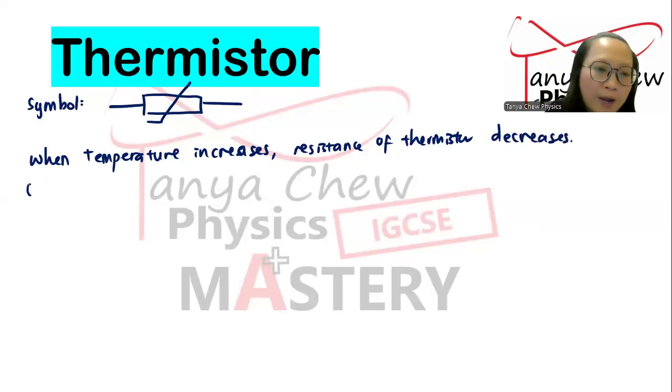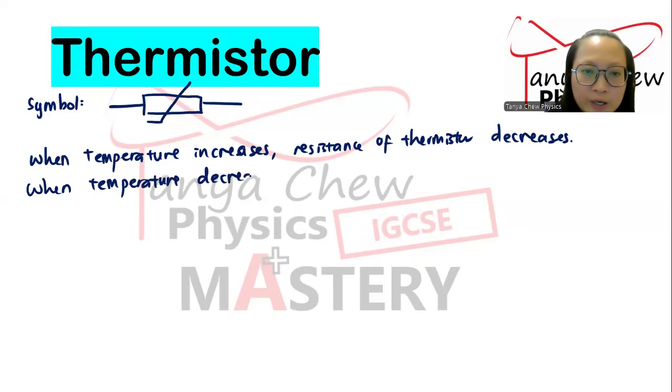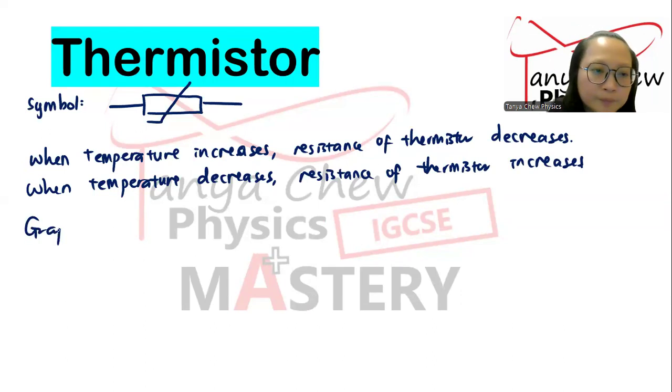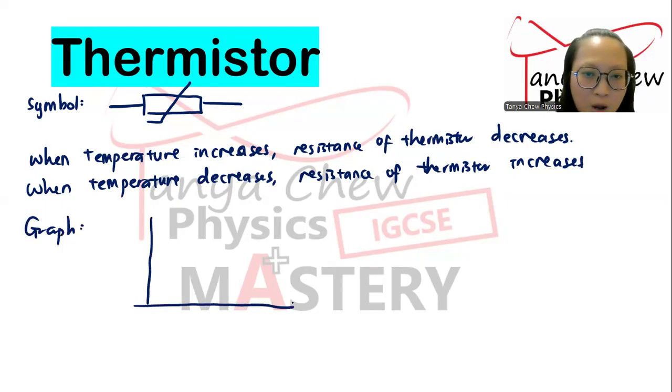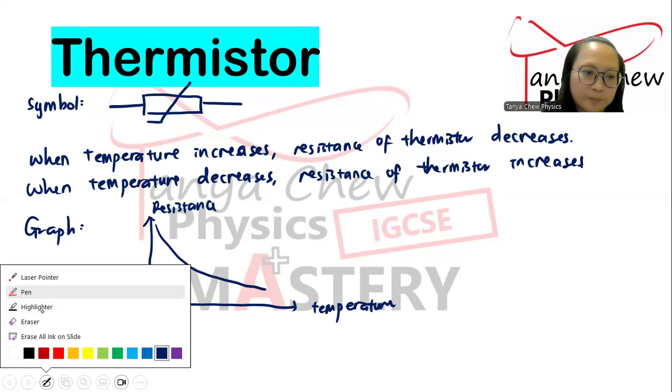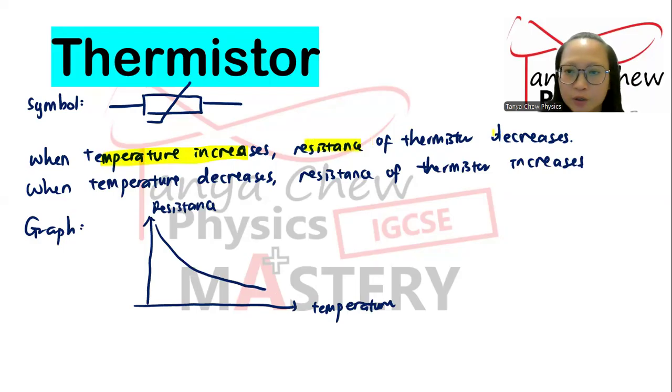Decreases. When temperature decreases, resistance of thermistor increases. Right? Graph. When you draw resistance against temperature, or temperature against resistance, it doesn't matter. Inversely proportional. Highlight the keywords. Temperature increase, resistance decrease. Temperature decrease, resistance will increase. That's all.